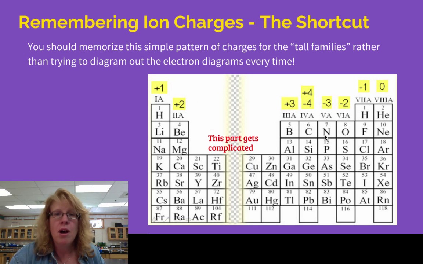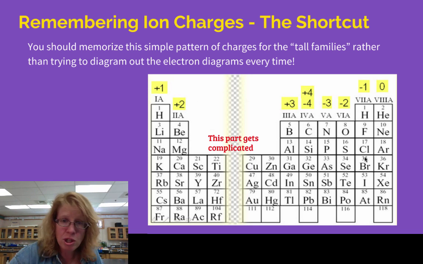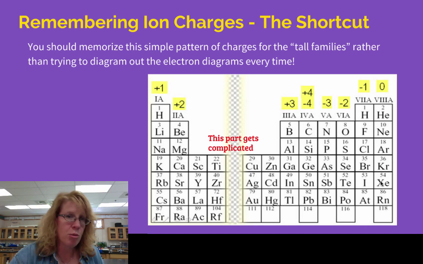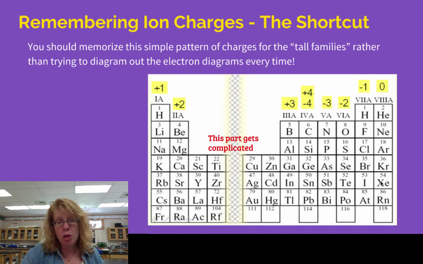Nitrogen's family all becomes -3 ions. They've got 5, and they want to fill that up, so they get up to 8. Oxygen's family all becomes -2s. The halogens all become -1s. And then, as I mentioned earlier, the noble gases don't become ions at all. So again, you can either figure this out by memorizing the little pattern, +1, +2, +3, ±4, -3, -2, -1, or you can figure it out the long way if you want to draw them out.